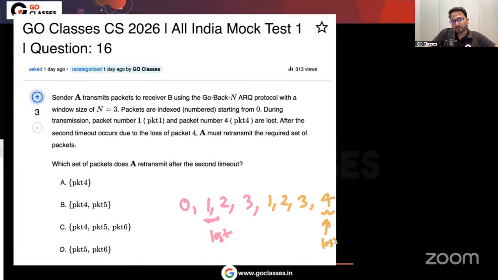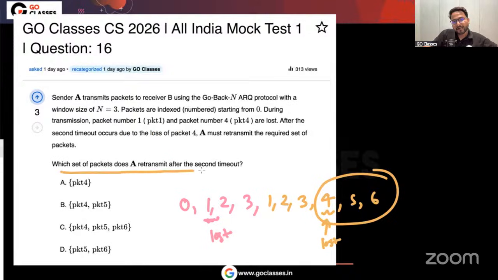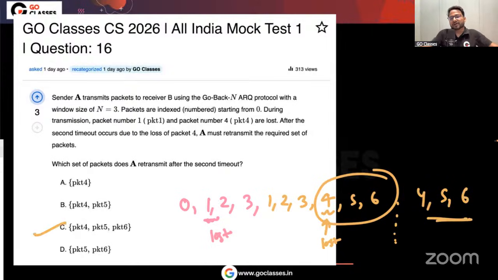If this is lost, then after that maybe 5, 6 might be there. So you have to retransfer the whole window because window size is 3. Now, what they are saying, A must retransmit the required set of packets. So basically, once this is lost, this is the second timeout, right? They are asking which packets A retransmits after the second timeout. Once this timeout is over, you have to retransmit 4, 5, 6 again. So that's why C is the correct answer.